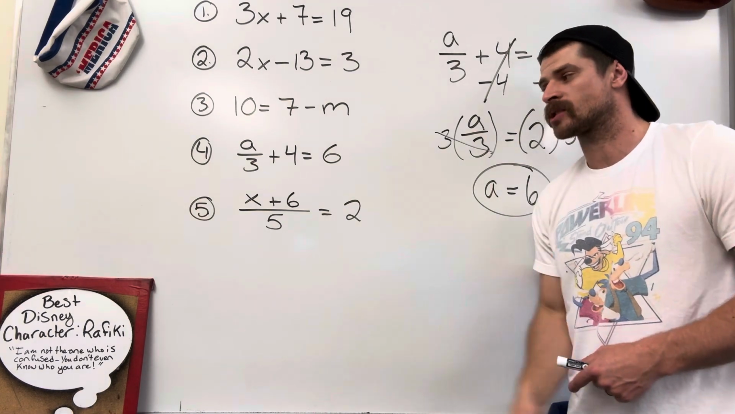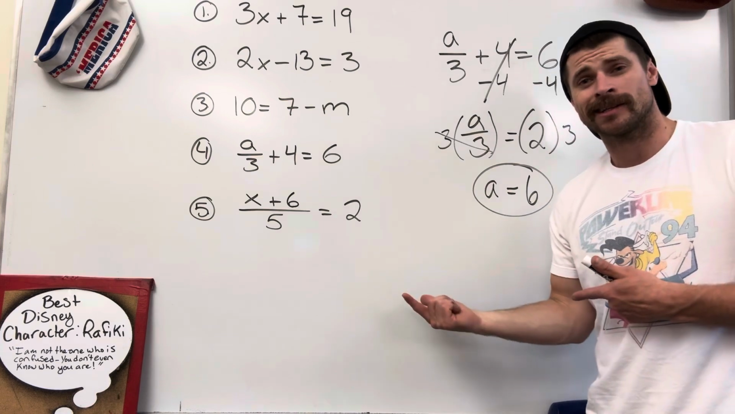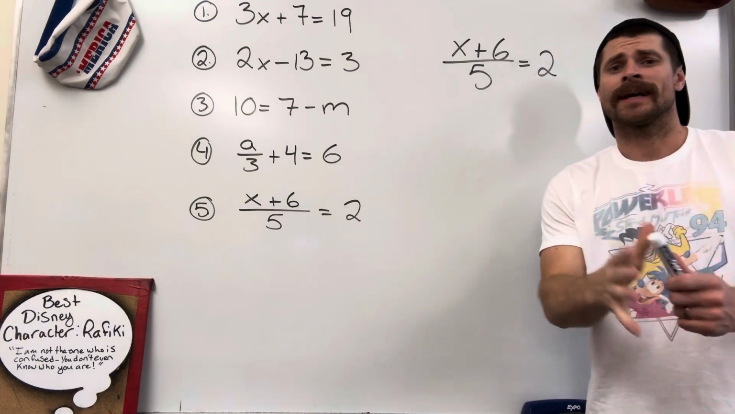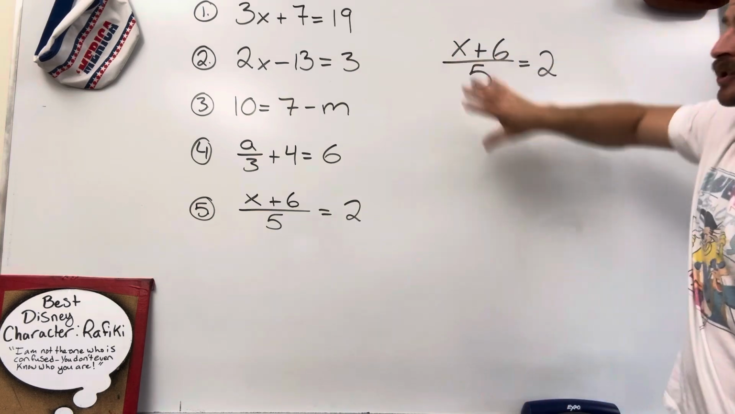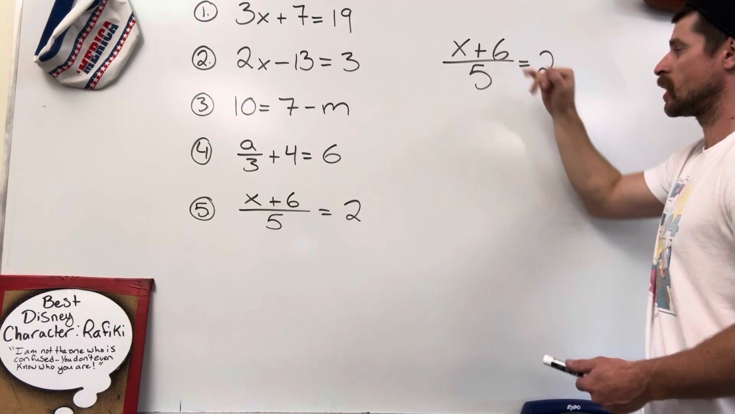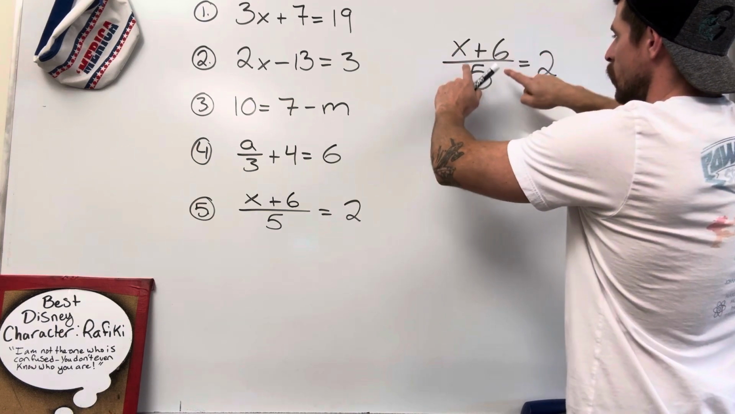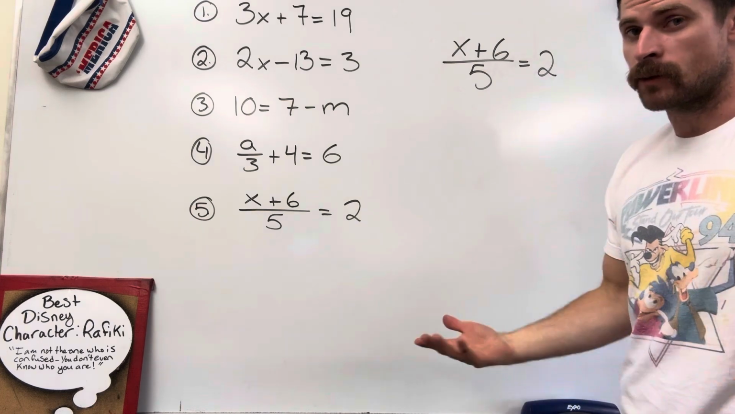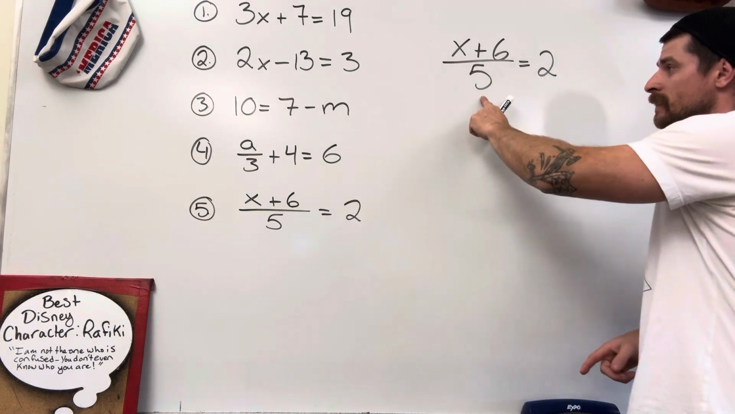Let's move on to our last one, problem 5, which might look a little intimidating. It's not at all. You got this. In a problem like number 5, you've got a fraction on one side of the equation, your variable on top, as well as your constant. So both x and 6 are above a 5. Our job is to get rid of that fraction right away. Step 1, you got to get rid of this 5.